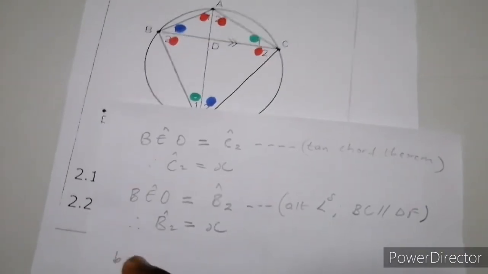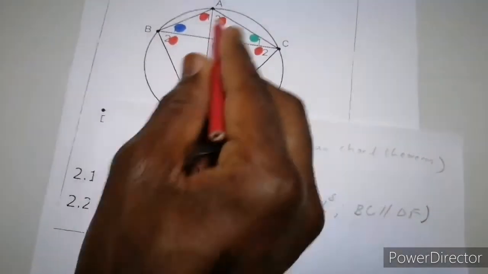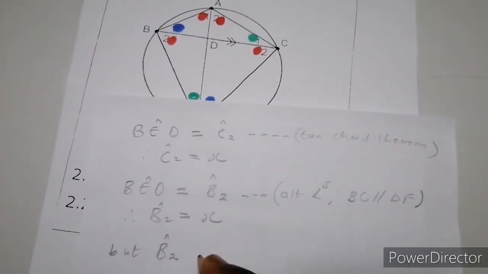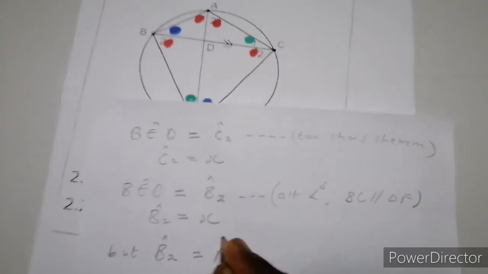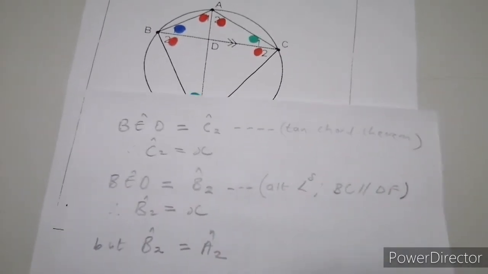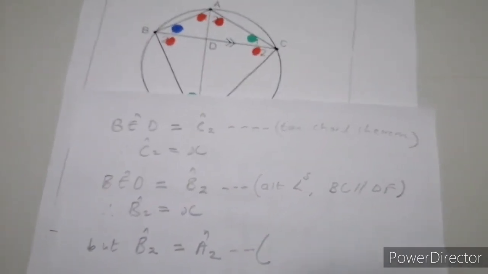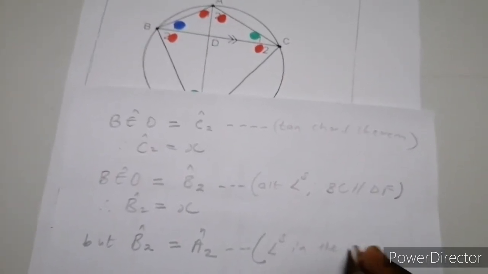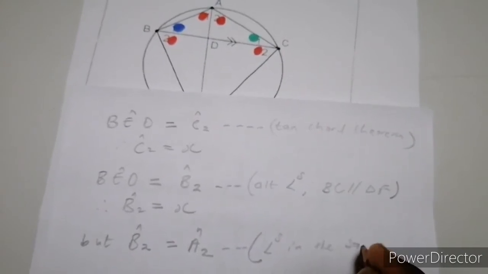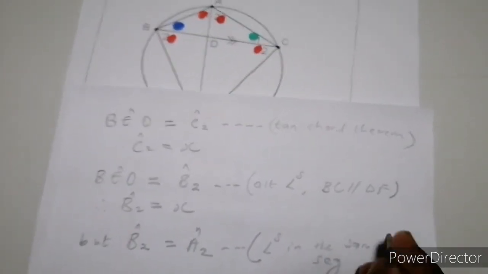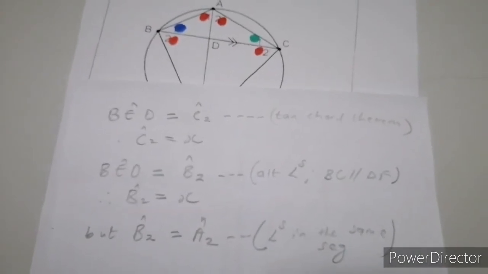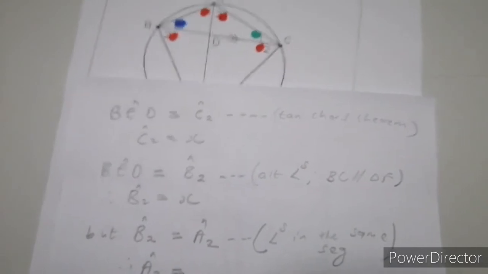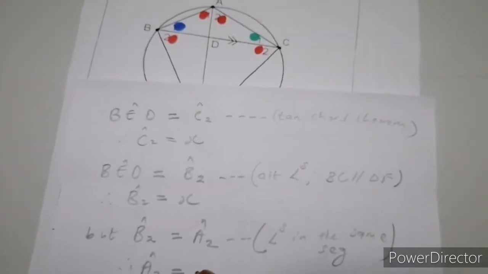But angle B2 is equal to angle A2. What is the reason? Angles in the same segment. Therefore, angle A2 is also equal to x.